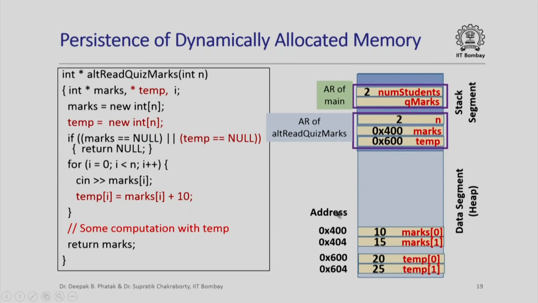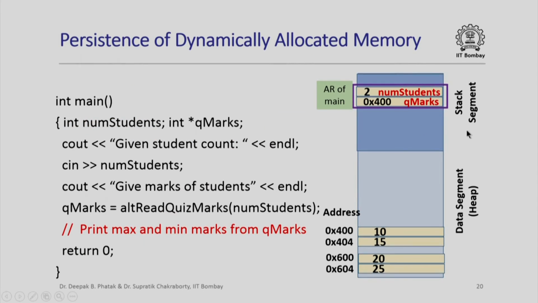And let us say that inside this for loop we have read in the values 10 and 15 for marks 0 and marks 1, and 10 has been added to each of these, and the values 20 and 25 have been stored in temp 0 and temp 1. Now when I execute return marks, what happens? The activation record for alternate read quiz marks will be gone, but these two arrays which were allocated will persist in the data segment.